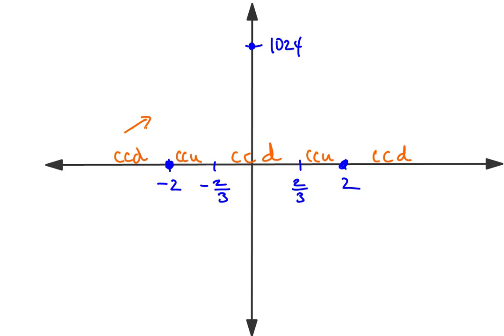Between -2 and 0, it was increasing. Between 0 and 2, it was decreasing. And then after 2, it was also decreasing. So putting these little arrow segments on there can be helpful. Again, this is just there to help shape our graph as we draw it.